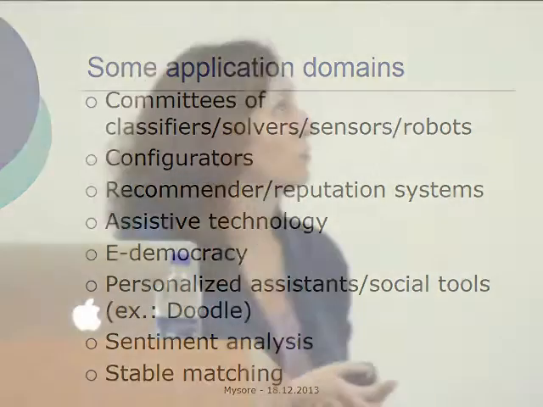Now some more realistic application domains where you would like to have the possibility to aggregate preferences. For example, you may have committees of solvers, like in constraint solving. You give your constraint problem to several constraint solvers, and then they tell you what they think is the best, the second, or the first solutions, and then you aggregate this to get a result. Or committees of classifiers, like in machine learning, or committees of sensors that give their own opinion in terms of data received from the sensor on some item, and then you need to aggregate them to get a more accurate opinion.